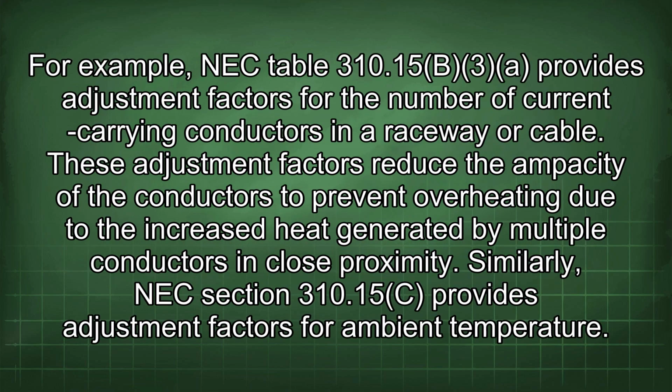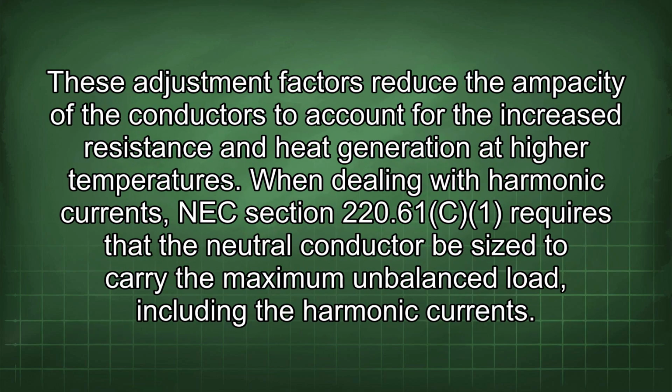For example, NEC Table 310.15(B)(3) provides adjustment factors for the number of current-carrying conductors in a raceway or cable. These adjustment factors reduce the ampacity of the conductors to prevent overheating due to the increased heat generated by multiple conductors in close proximity. Similarly, NEC Section 310.15(C) provides adjustment factors for ambient temperature. These adjustment factors reduce the ampacity of the conductors to account for the increased resistance and heat generation at higher temperatures.